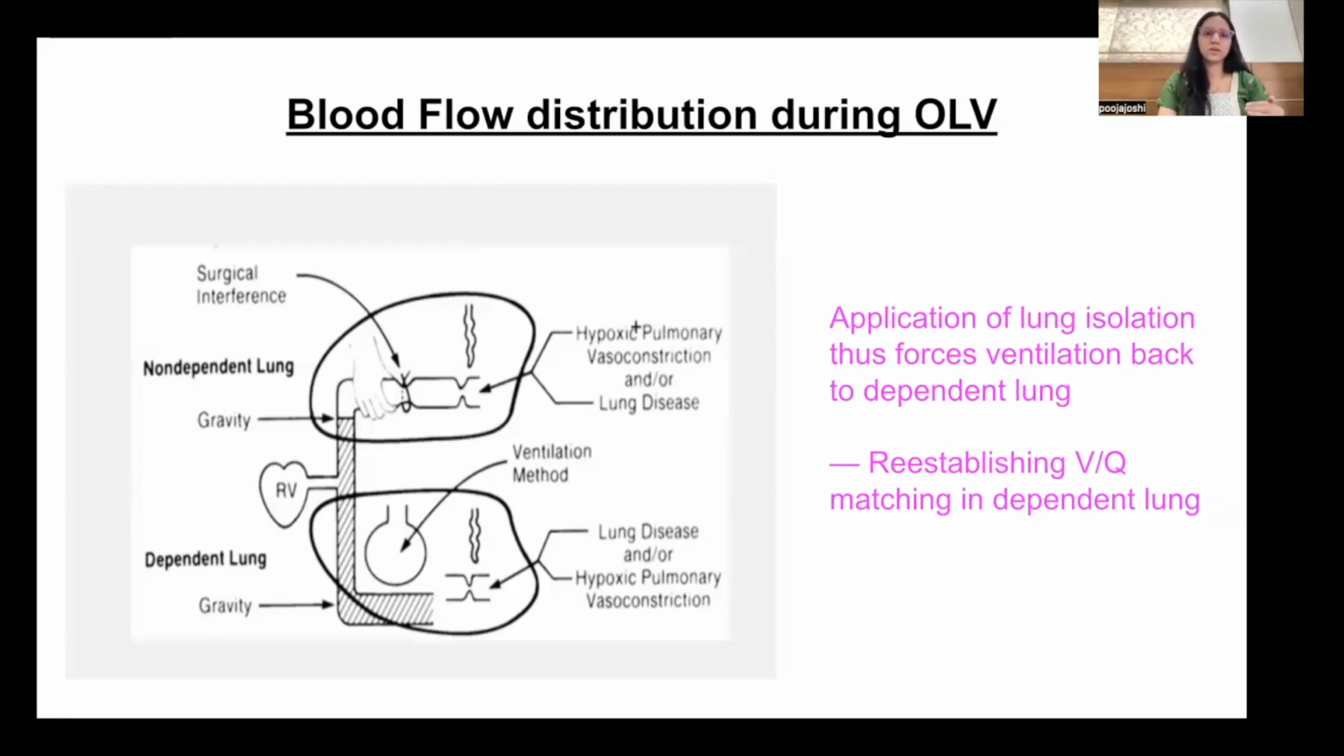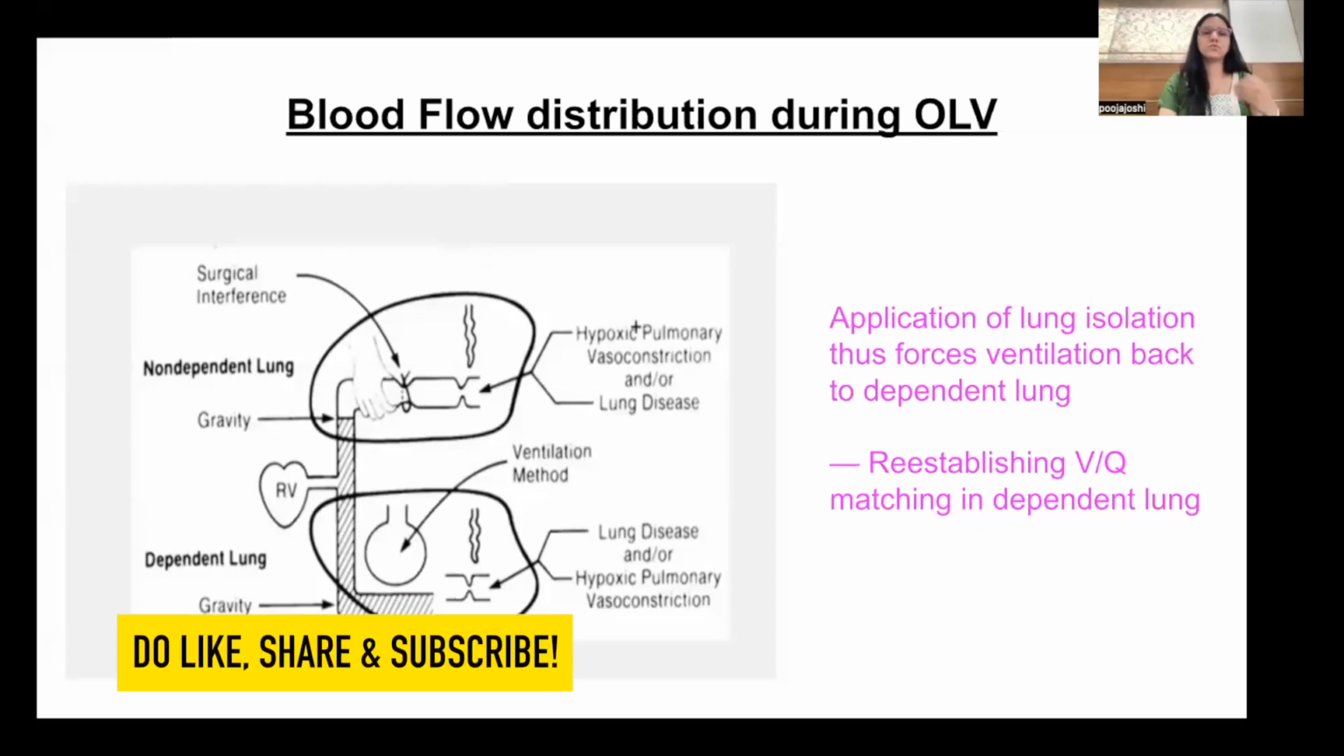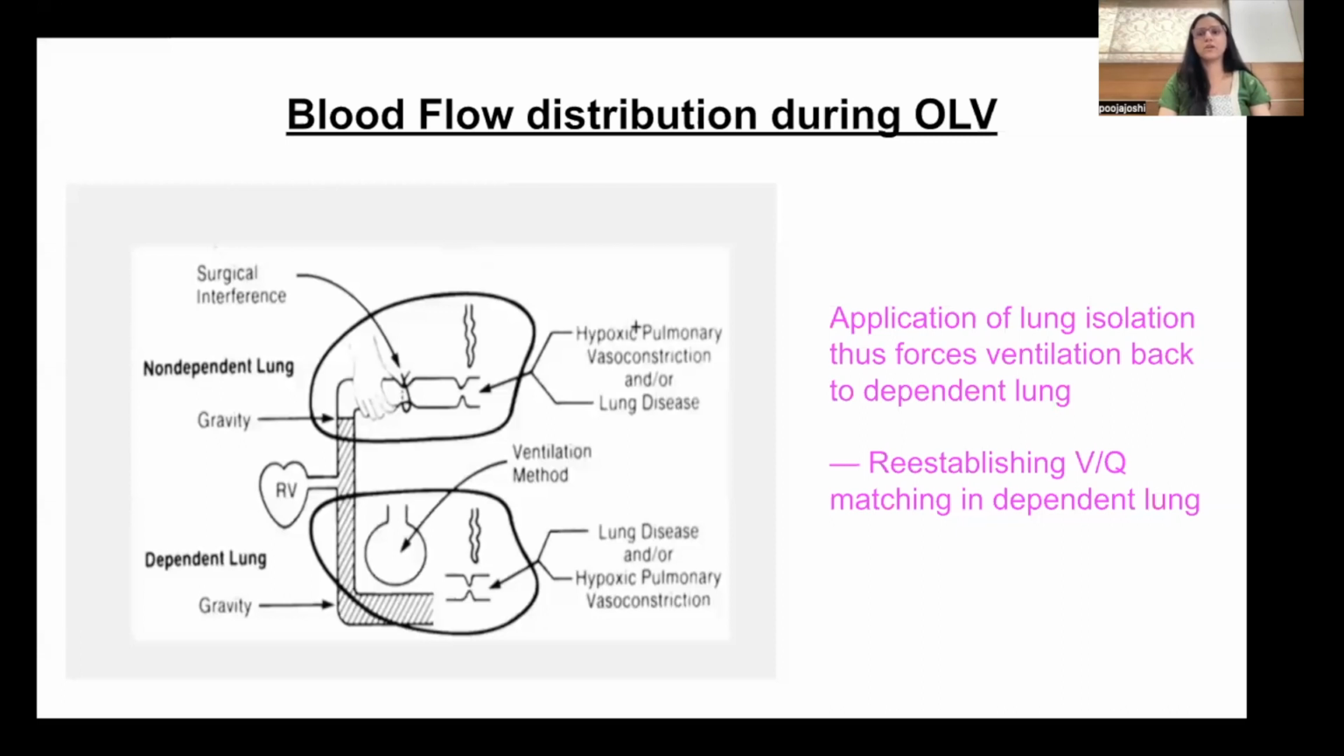Again, the surgical interferences, gravity effect, and effects of hypoxic pulmonary vasoconstriction all cause the perfusion to increase in the dependent lung, but the non-dependent lung is easier to ventilate. So this causes a big ventilation perfusion mismatch. So application of one lung ventilation, that is the lung isolation, forces the ventilation back into the dependent lung, re-establishing the ventilation perfusion matching in the dependent lung.